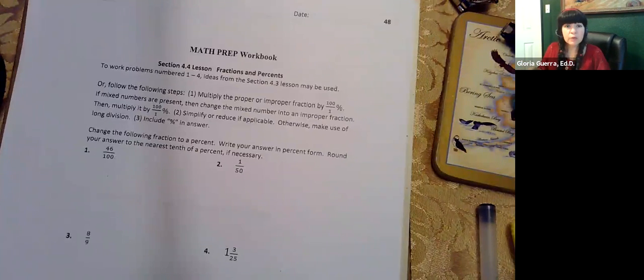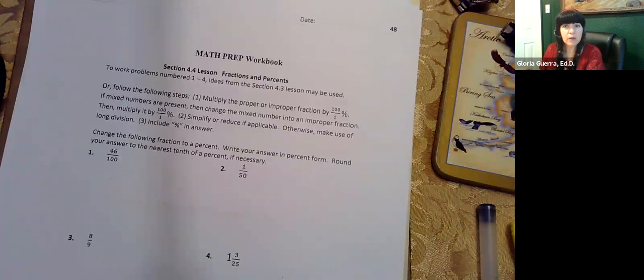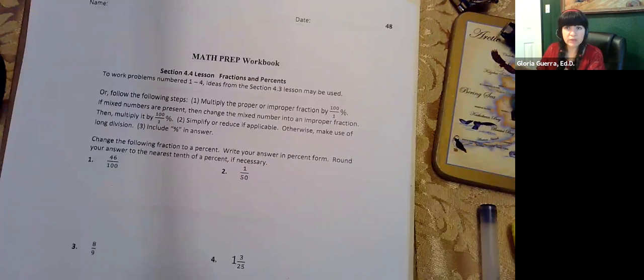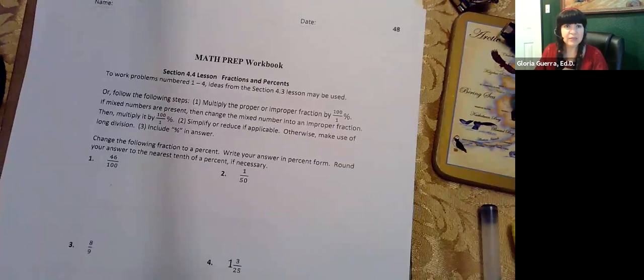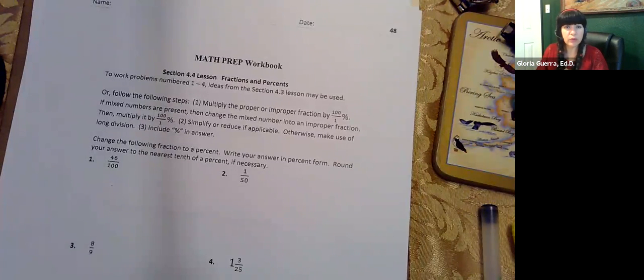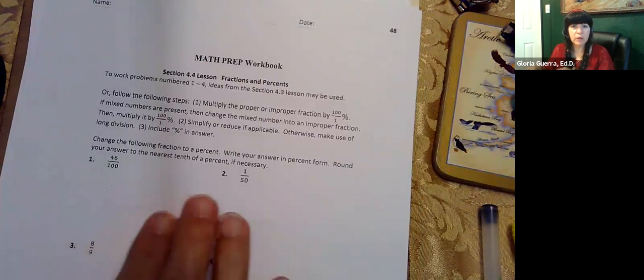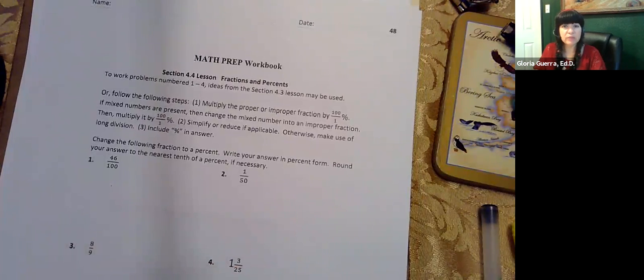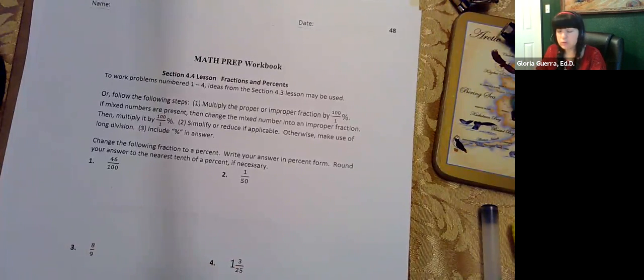Okay. So first of all, this is on page 48 of your COREC. This is the last COREC lesson. It says to work problems numbered 1 through 4. We'll talk about these 4 problems here. We can use ideas from the section 4.3 lesson. Those ideas may be used.